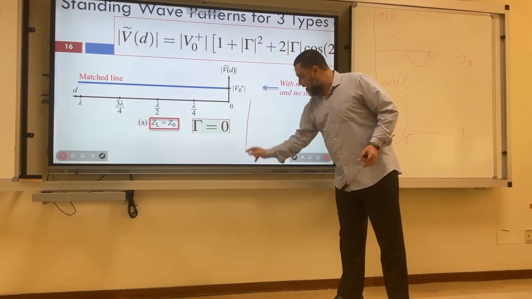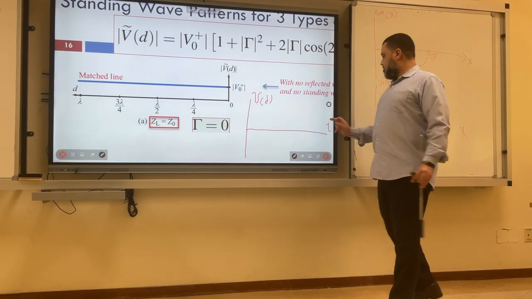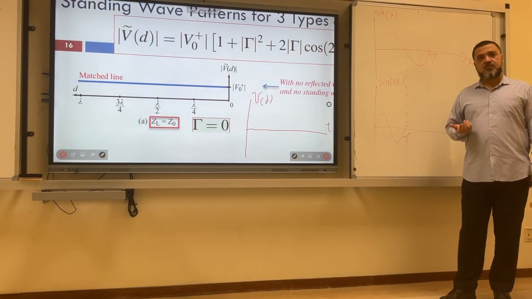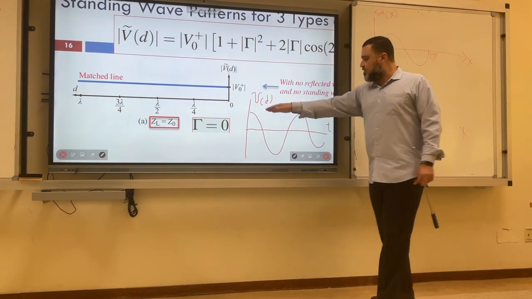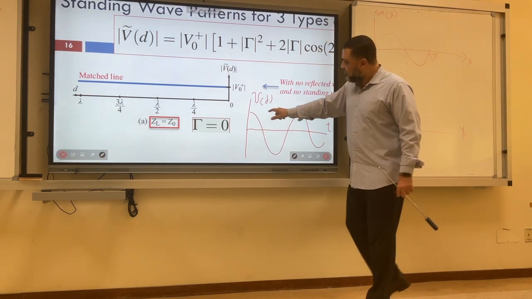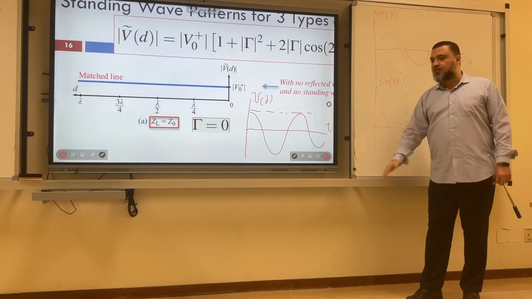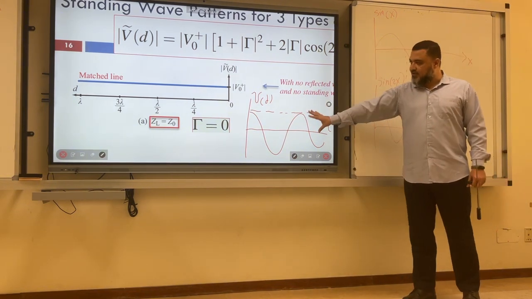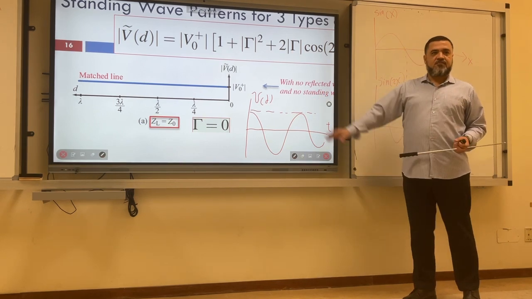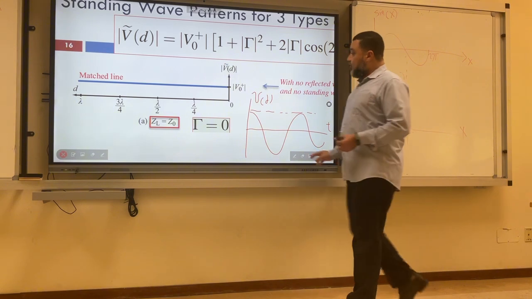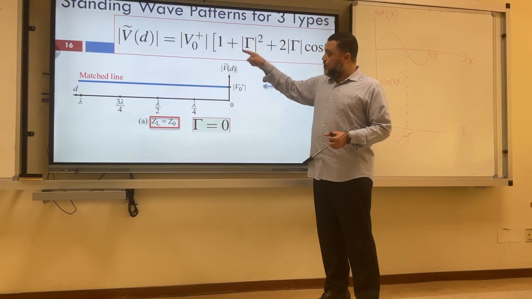In time domain, if I need to sketch V of D versus time, how will it look? Sinusoidal. A sinusoidal waveform has the same magnitude, and it moves with time with the same magnitude. It only moves with time, doesn't go up or down. This is a traveling wave, which is the same as the total wave. There's no reflection.